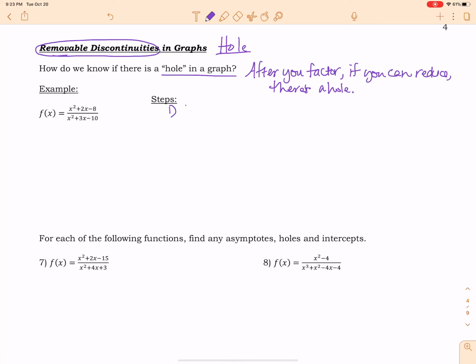Step number 1, we are going to factor this puppy. I know you're getting thrilled with that, all the factoring. Okay, so we are going to factor this. Magical times. All right, so once we factor, then the next thing we're going to do is we're going to reduce.